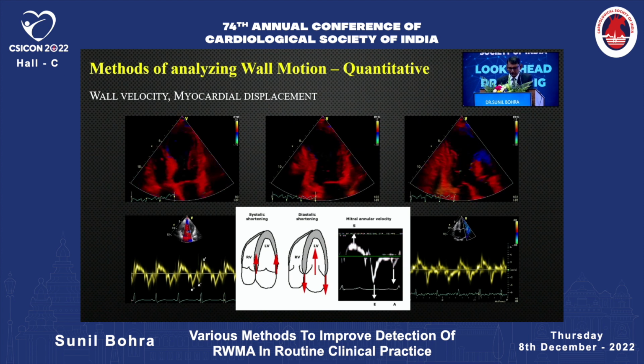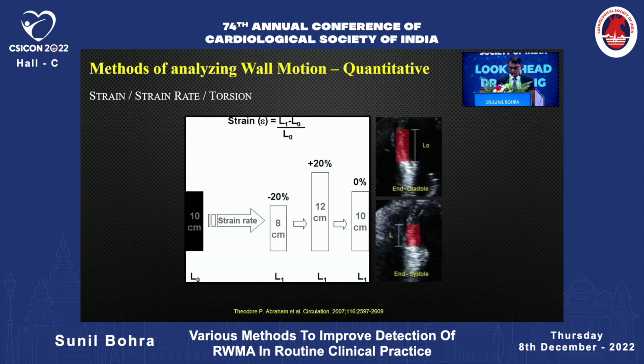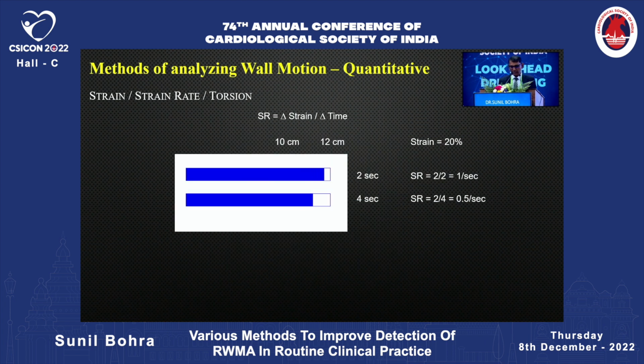so it's not very useful for regional assessment. But then the same principle can be used for the strain imaging, wherein the tissue deformation can be measured, and the change in the dimension or the length normalized to the initial length of the region of interest gives us the strain. Here you can see in this example the myocardial segment, and if it contracts, the strain is given a minus value. If it expands or relaxes, it's given a positive value. And when it is calculated against time, it gives the strain rate.